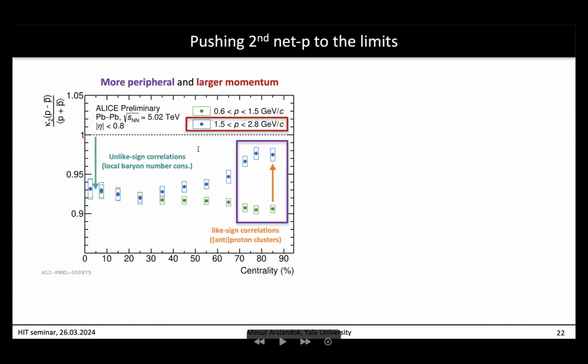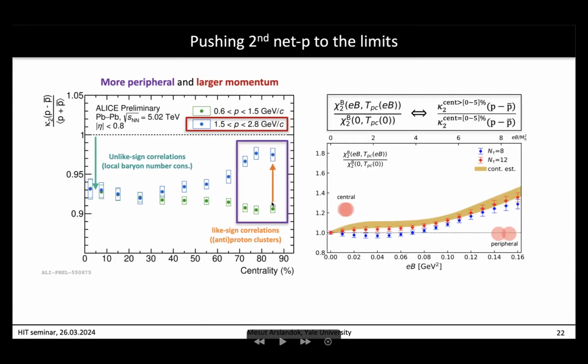Yeah, exactly. Okay, so this is another way of looking at the data. As I said, we don't know the source of this locality, so we also try to push the limits to higher momentum. What we have seen is that when I fix my multiplicity but change my momentum range, we see a slightly different trend as a function of centrality. As I explained before, this kind of kick going down could be unlike-sign correlation, and this kind of kick could be like-sign, could be cluster formation or whatever.